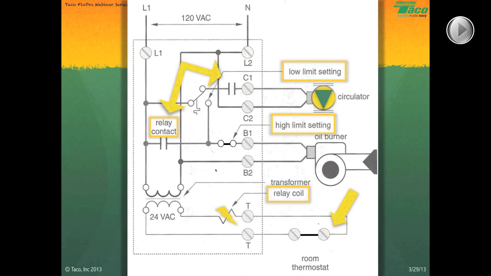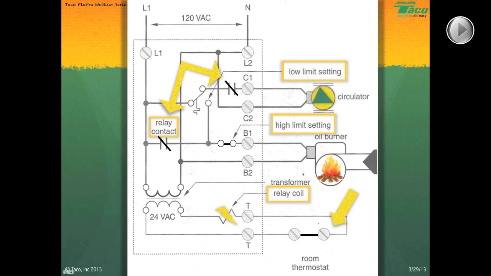When the relay coil is energized, on a call for heat, both of those relay contacts in the line voltage side will close. They'll go click, and both will close. What happens next? The circulator turns on, the burner fires, creates heat for our call for heat. So the circulator's circulating, the burner's burnerating, and everybody's happy.